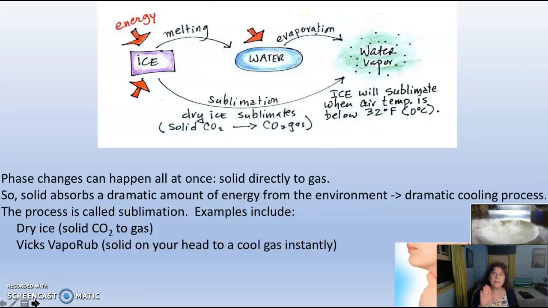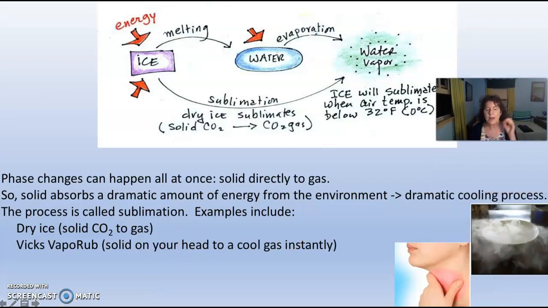Now, these phase changes can happen sequentially or all at once. So a solid can absorb a dramatic amount of energy and move directly to a gas at some times. And I'm going to move this up so you can see it a little bit better because there's two examples. One is dry ice, which is solid carbon dioxide that under the right conditions can go directly to gas. There's no liquid involved in that. It goes right from solid to gas.